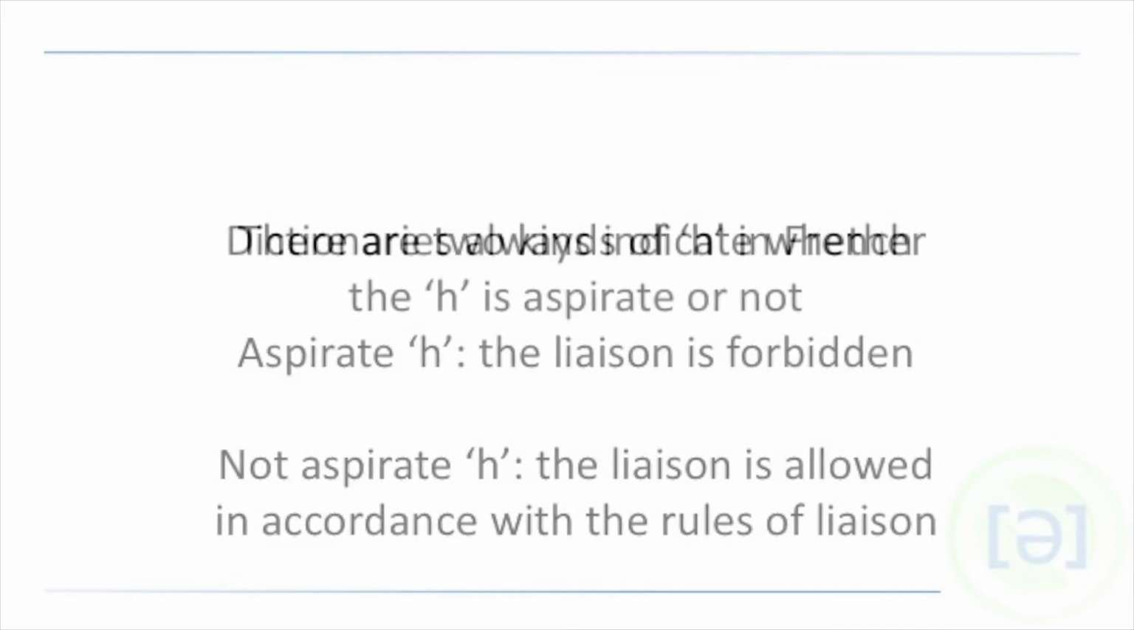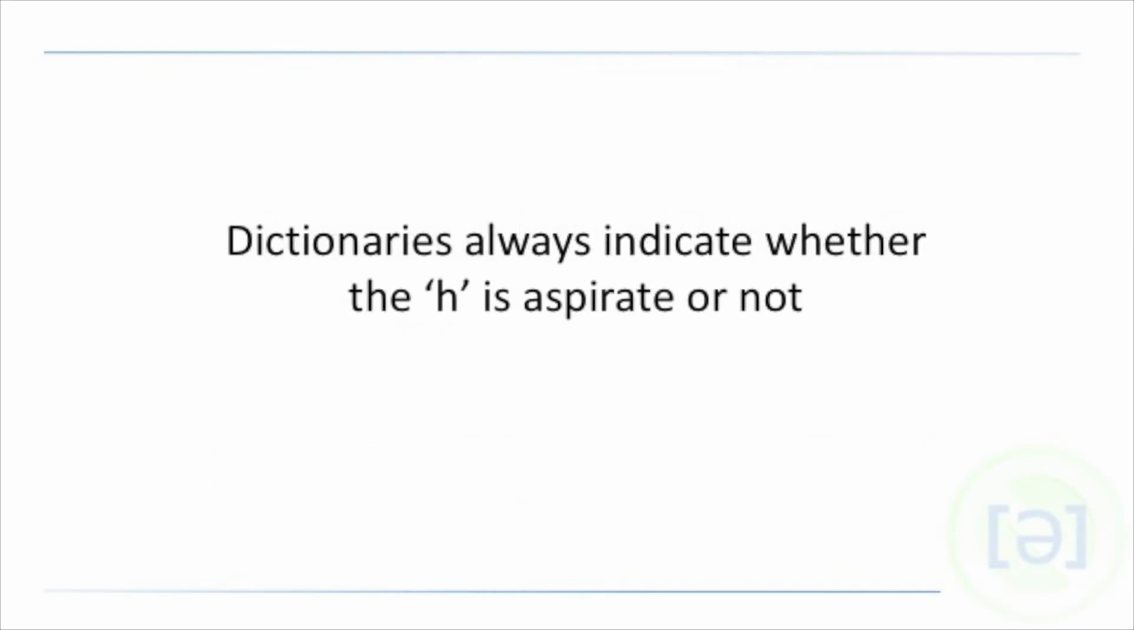In a dictionary, this will usually be indicated in some way. Most of the time, there will be a little asterisk next to the word if the H is aspirate, and there won't be an asterisk if the H is not aspirate. In my Larousse app on my iPad, it's got an apostrophe, not an asterisk. So they do different things sometimes. That's correct. Just check at the beginning of your dictionary. They'll usually tell you what their symbols mean, but that's how you know for sure.